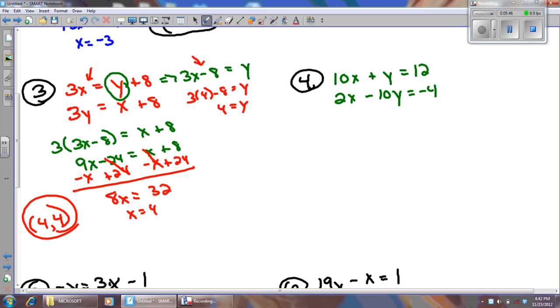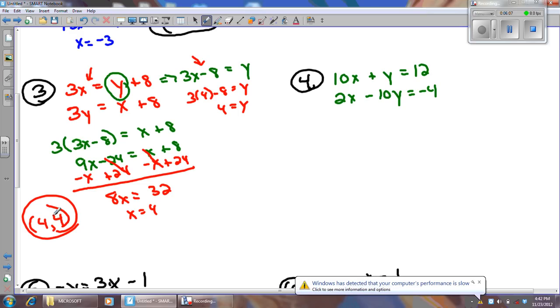I initially was going to do it by putting them both in standard form and then doing some form of elimination. And I thought, geez, it might be a lot simpler to just go ahead and do it by substitution. Now, number 4, go ahead and think about how you would like to do it.